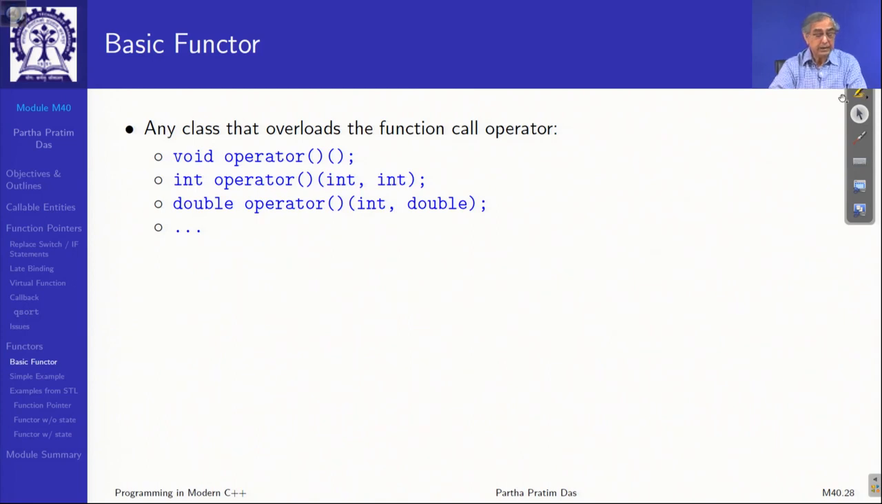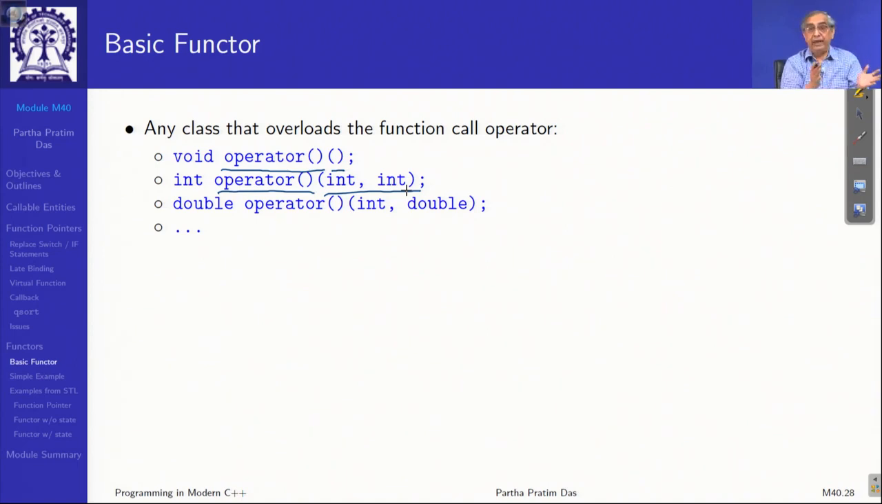So, these are some of the basic functors, right. For example, here just note the notation. This is the name of the operator and this is the function parameters. So, the operator is operator function call, it takes nothing, gives you nothing, whereas here the operator is operator function call, takes two integers, gives you an integer.